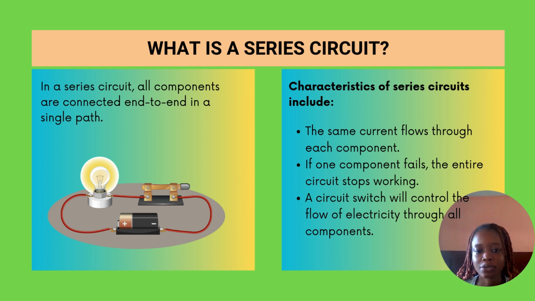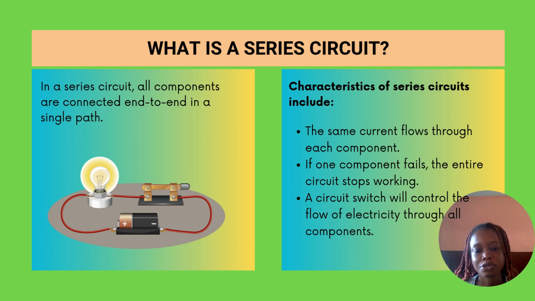And there are various characteristics of the series circuit which you can see on the screen. The same current flows through all the components. When they are on a single path like that, it's the same amount of current that flows through all the components. And if one component fails, the entire circuit stops working.